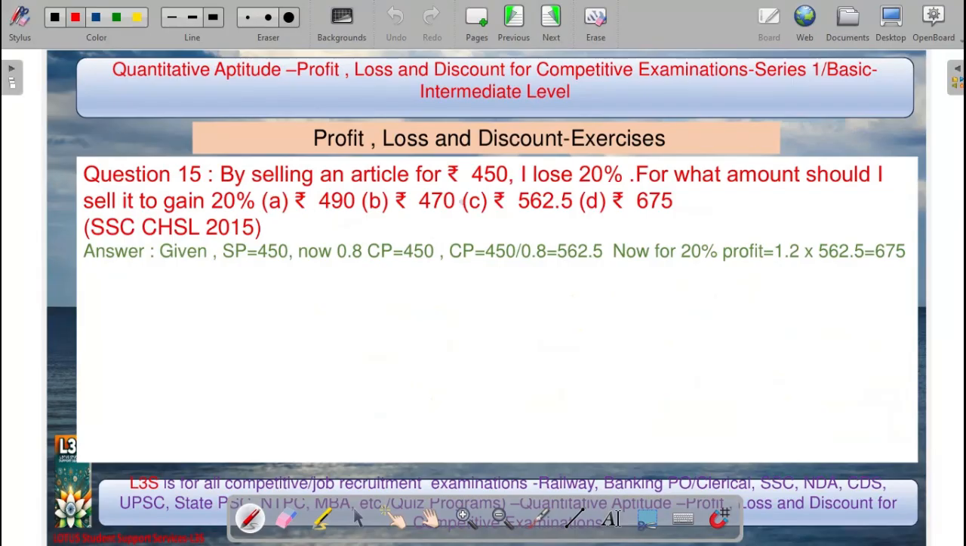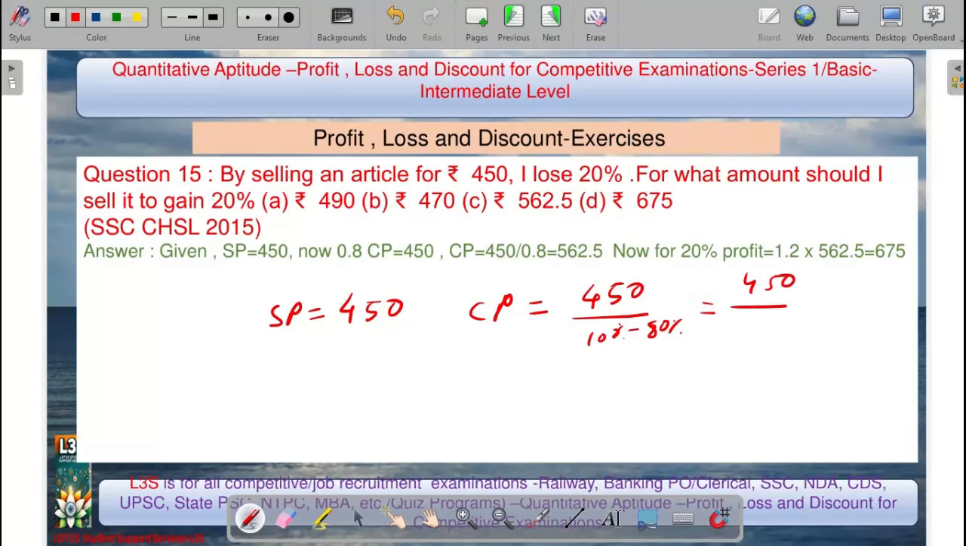Next question: by selling an article for rupees 450, I lost 20%. For what amount should I sell it to gain 20%? So here SP is equal to 450. Now I lost 20%, so what will be the CP? CP will be 450 by 100 minus 20.